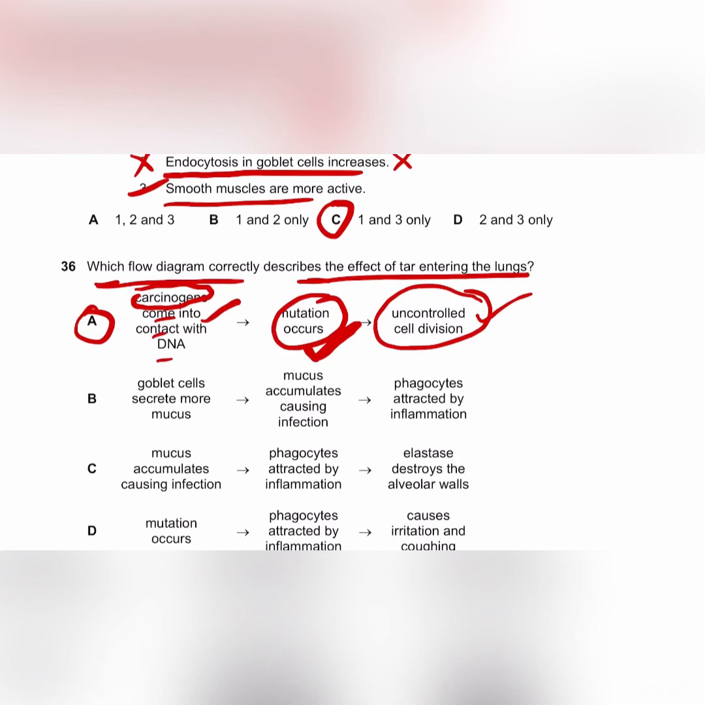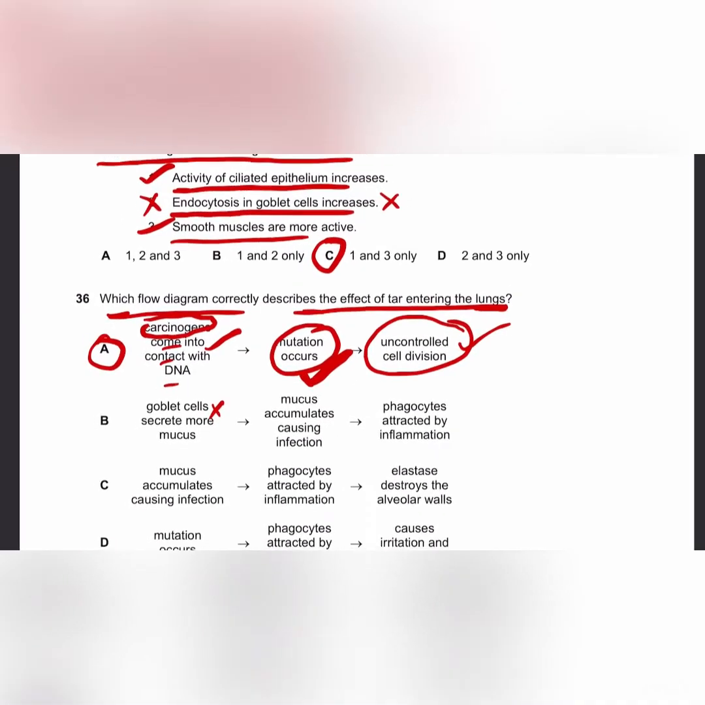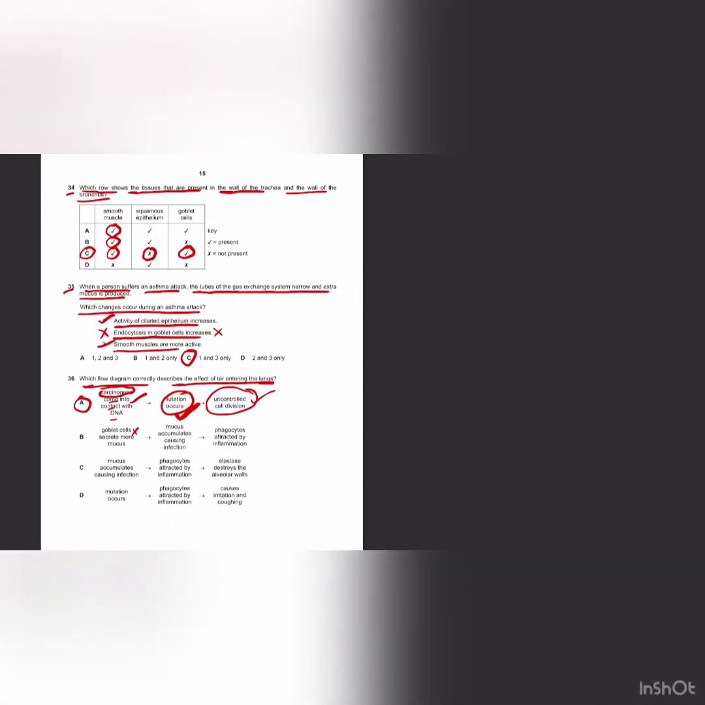Okay, goblet cells secrete more mucus. Guys, if we talk specifically about the lungs, so we are talking about alveoli. Goblet cells are present in the trachea and bronchi, not inside the lungs. Okay. The other options are wrong. The answer is A for 36.